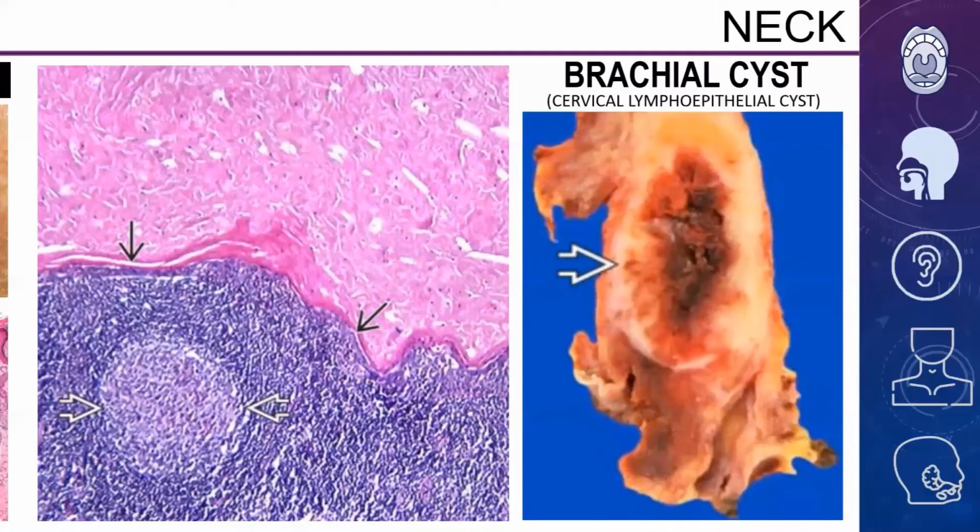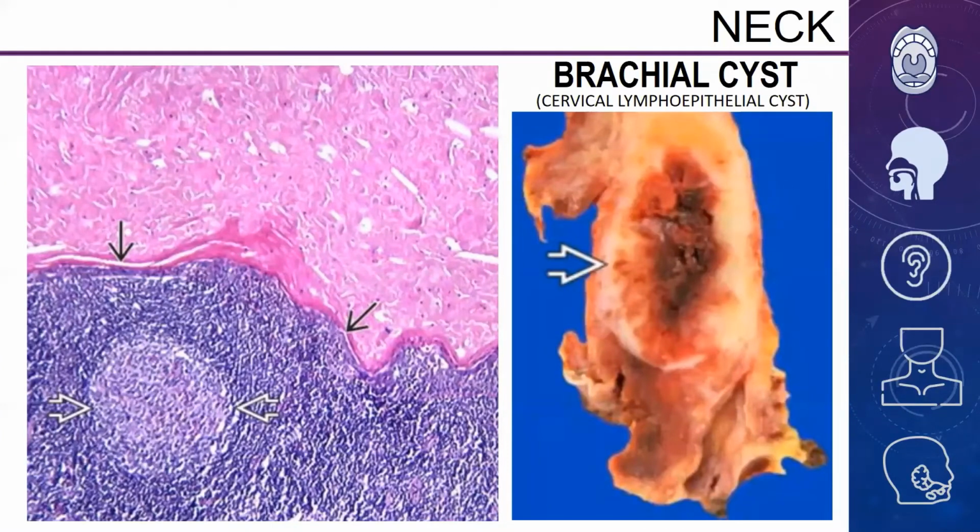The vast majority of branchial cysts are thought to arise from remnants of the second branchial arch and are most commonly observed in young adults between 20 to 40 years of age. These benign lesions usually appear on the upper lateral aspect of the neck along the sternocleidomastoid muscle. The slowly enlarging cysts are well circumscribed, 2 to 5 centimeters in diameter.